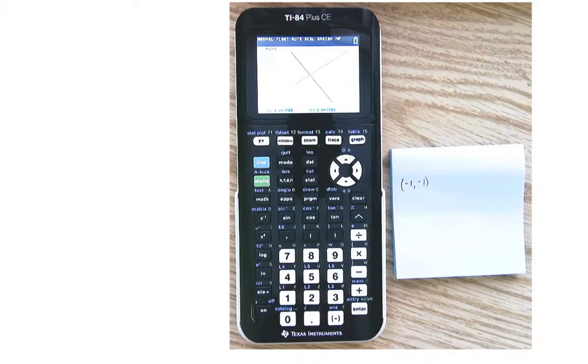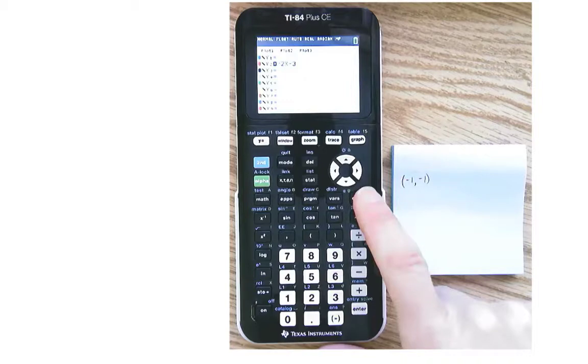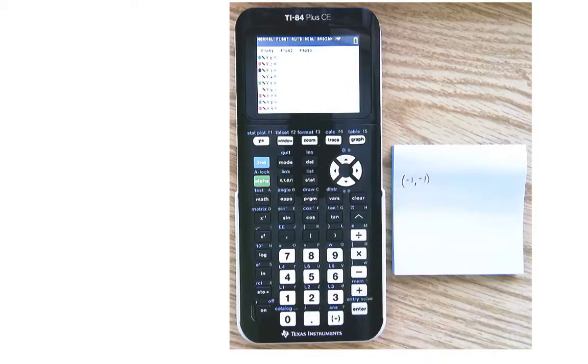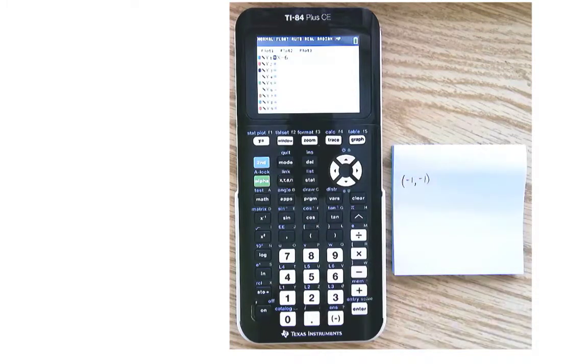For our second one, I'm going to do this in a way that shows the mistake a lot of people make. So I'm going to hit y equals again, select both of those and press clear. Now I'm going to type in what we have for example 3. So I have x minus 6. I'd encourage you to do this on your graphing calculator also.